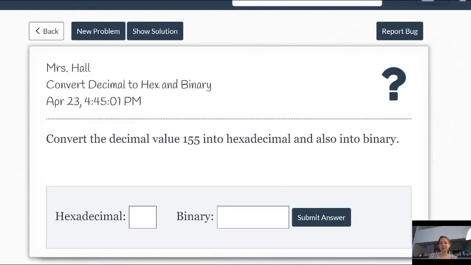And the final skill in this grouping is converting decimal to hexadecimal and binary. Convert the decimal value 155 into hexadecimal and also into binary. Let's begin with hexadecimal. In hexadecimal, the place values are going to go 16 to the 0, which is 1, 16 to the first, which is 16, 16 squared, which is 256. And 256 is higher than 155, so we will not need that place value.